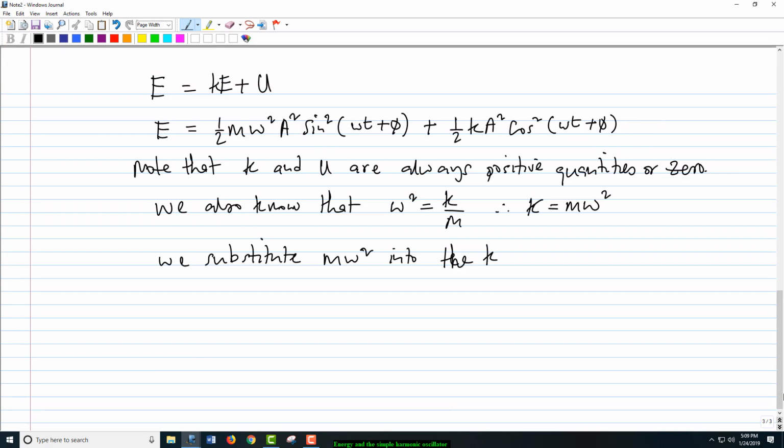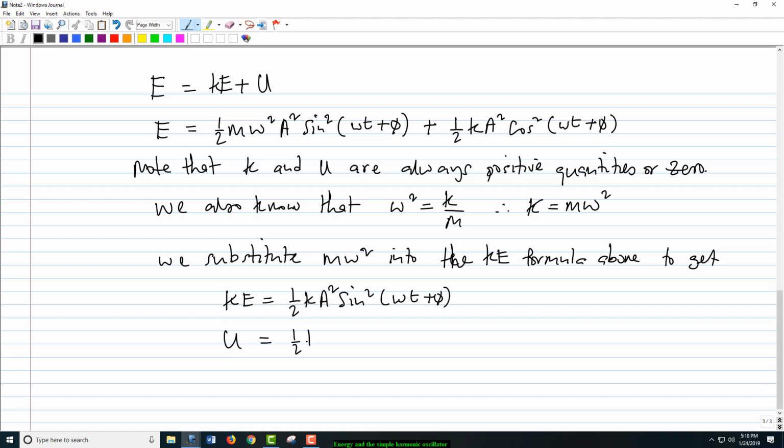So I'll just make sure that this is always Ke, so that we don't get that mixed up with the spring constant K. So we can substitute m omega squared into the kinetic energy formula above to get Ke equals half K A squared sine squared omega t plus phi, and then our potential energy obviously is the same. U was equal to half K A squared cosine squared omega t plus phi, and the total energy E is the sum of these two.